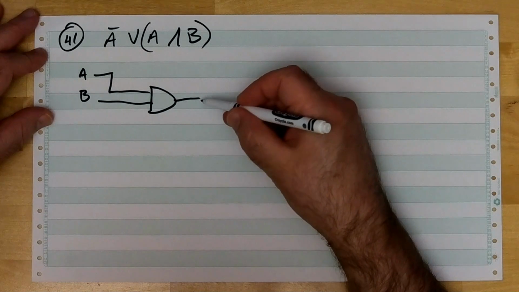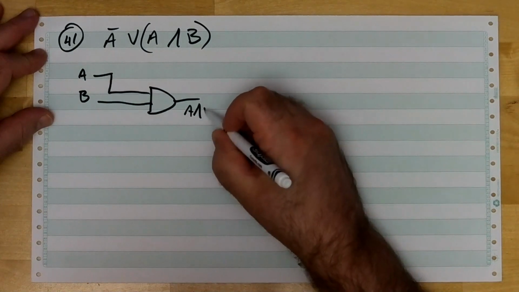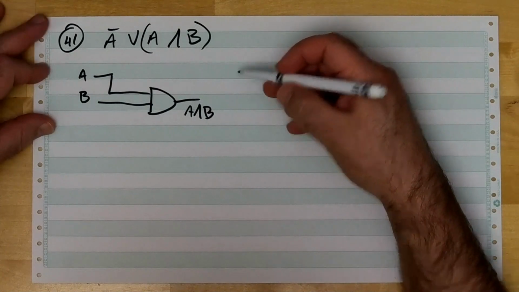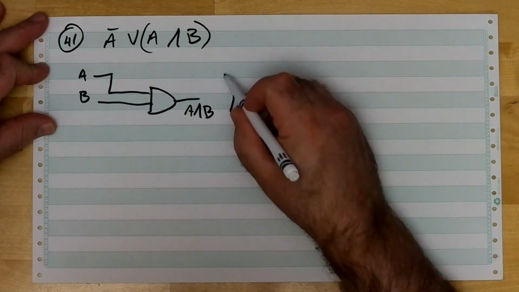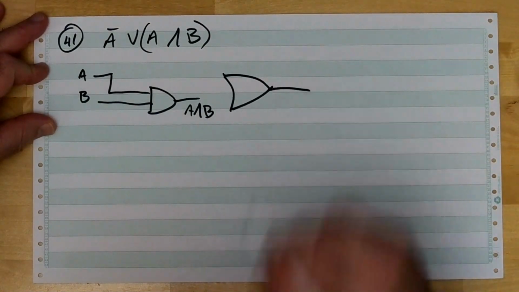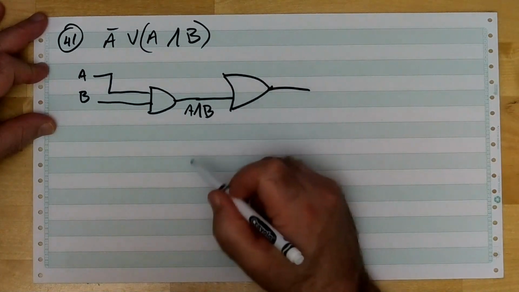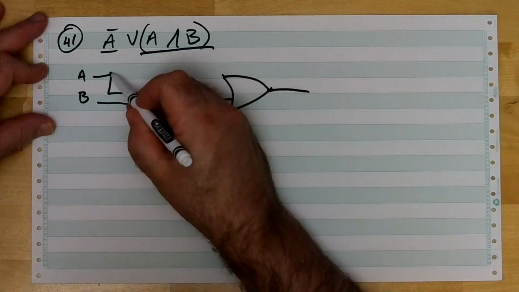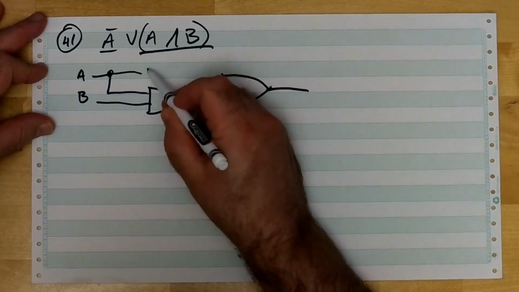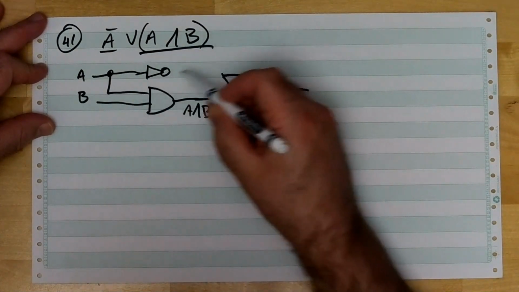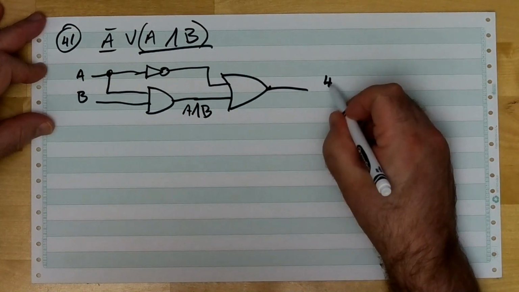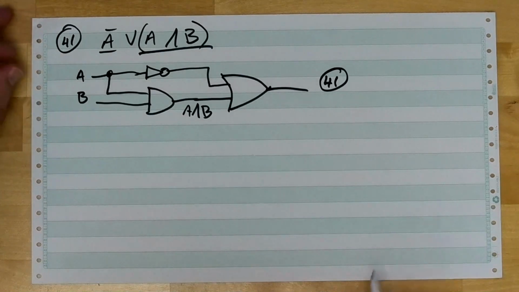Well, this here is A ANDed with B, all right? And I need to take an OR gate, which looks like this, as you recall. And I need to OR that, which is from here, with this. Well, that's just the same thing. You put a dot there. You put a gate like that. This now is equation 41 in schematic form.